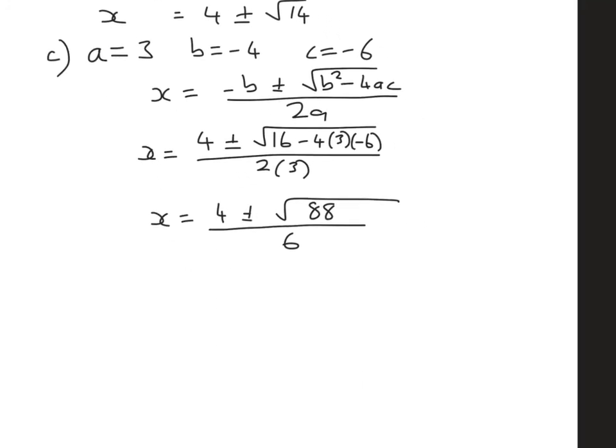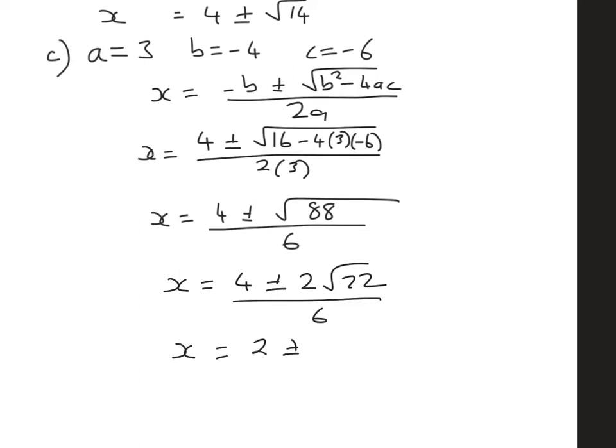Then simplify it, or get your calculator to simplify it for you. So 4 plus or minus, take 2 out, so 2 root 22 over 6. 2 is a common factor on the top, so I can simplify it by 2. So I get 2 plus or minus 1 lot of root 22 over 3. Like I said, I don't want to spend too long because your graphical calculator will do it.